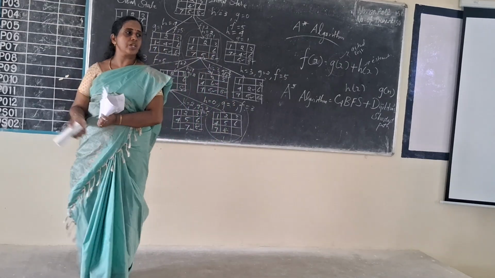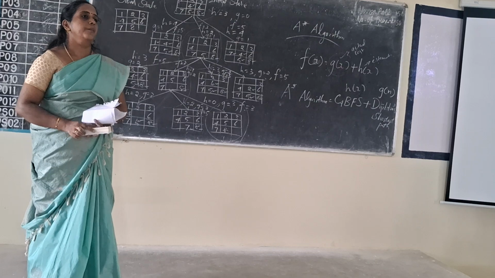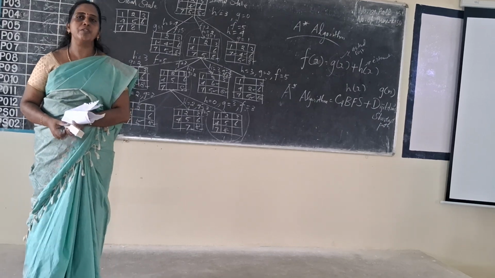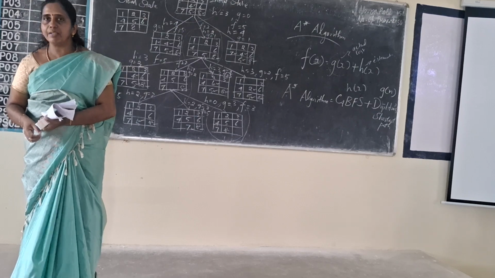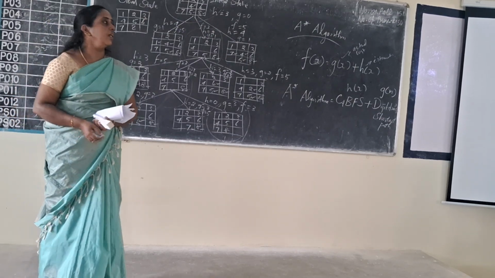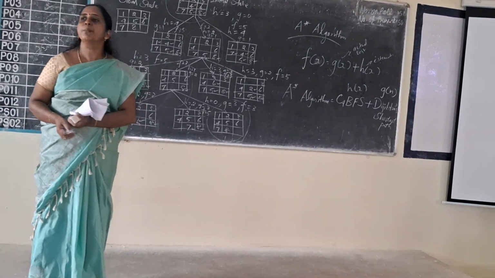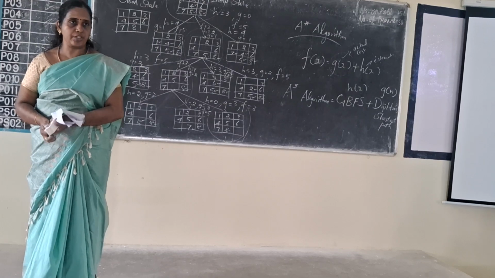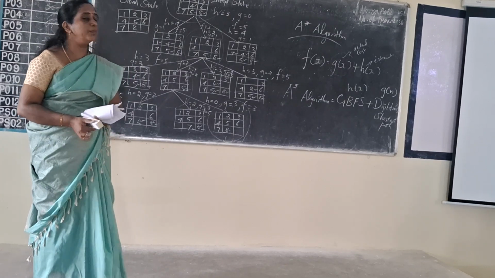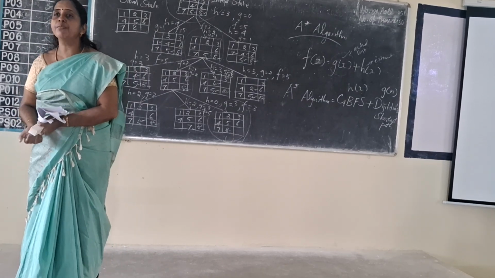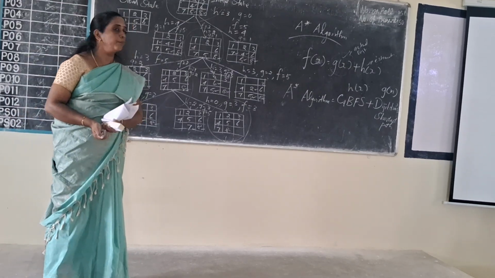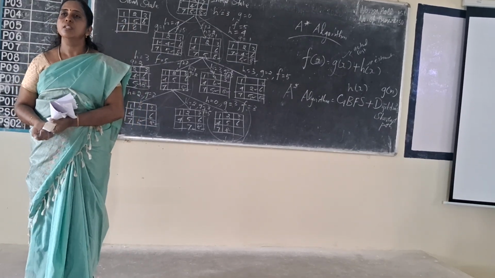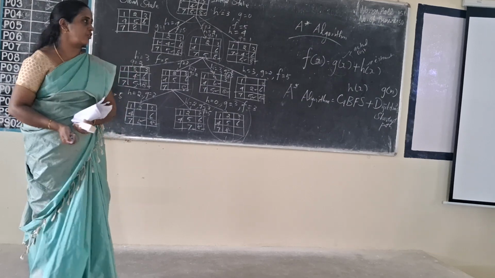Any doubt in A star algorithm? Similar to greedy best first search algorithm, the only thing is in terms of evaluation function it differs. Greedy best first search algorithm is purely based on heuristic value. Dijkstra's algorithm is purely based on g of n value. But A star algorithm is based on both heuristic value as well as g of n value, the actual cost.